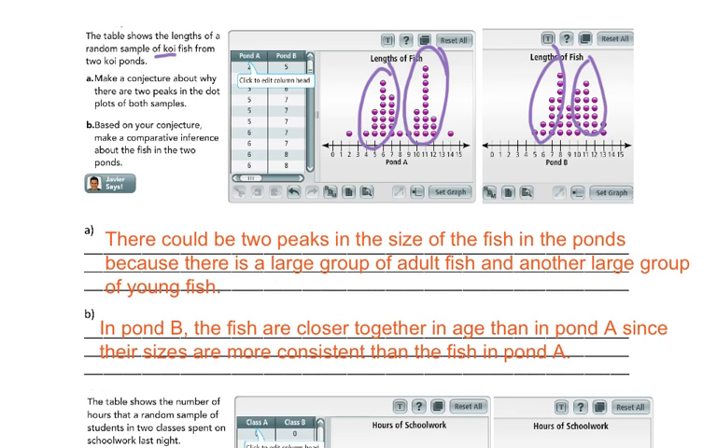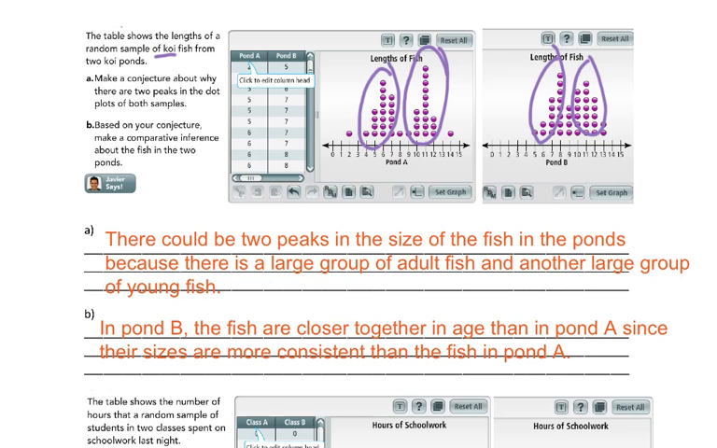The comparative inference, I would say that if I look at the peaks, there are two distinct groups in pond A, and in pond B, they're more closely related in terms of length. So I said that in pond B, the fish are closer together in age than in pond A, since their sizes are more consistent than the fish in pond A. Again, if you would like me to check your conjecture and comparative inference, please bring it up to me and I will see if you're on the right path.